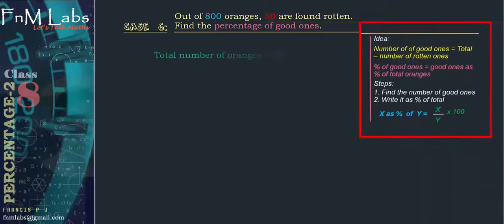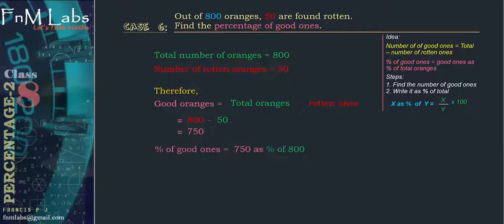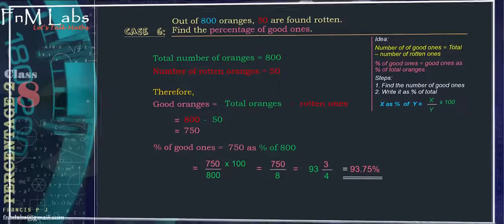So the steps are, 1, find the number of good ones, and 2, write it as percentage of total. So the total number of oranges is 800, number of rotten oranges is 50. Therefore, good oranges is equal to total oranges minus rotten ones. That is equal to 800 minus 50, which is 750. Therefore, percentage of good ones is equal to 750 as percentage of 800. So that is equal to 750 by 800 times 100, which is equal to 750 by 8, that is equal to 93 and 3 by 4, which is equal to 93.75%. So the number of good oranges is 93.75% of the total 800 oranges.